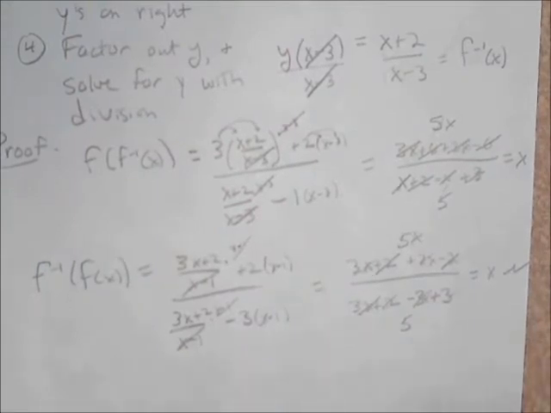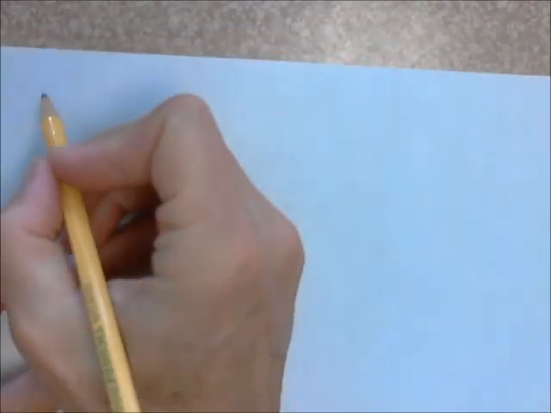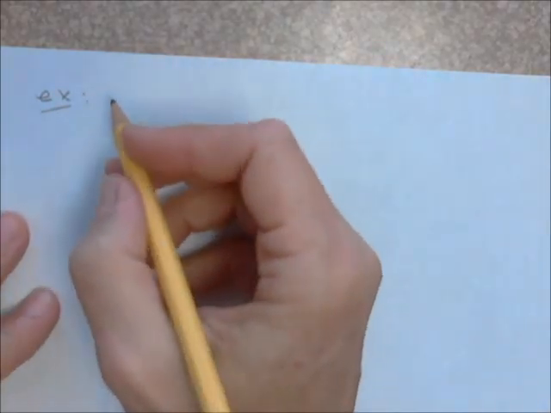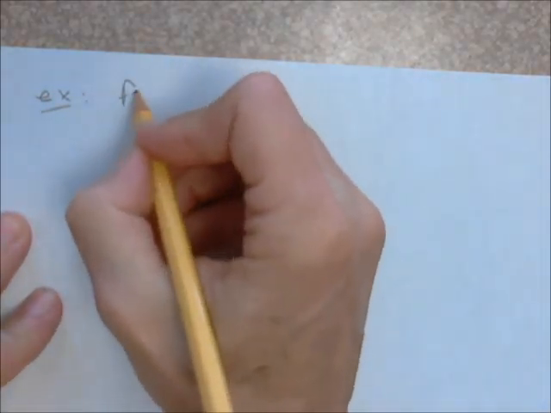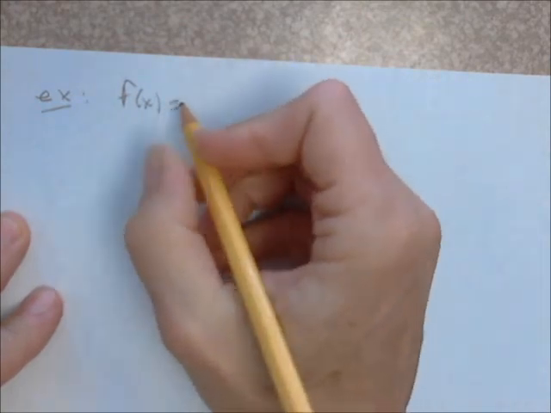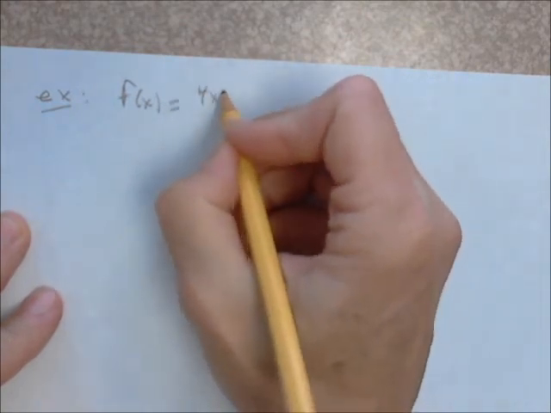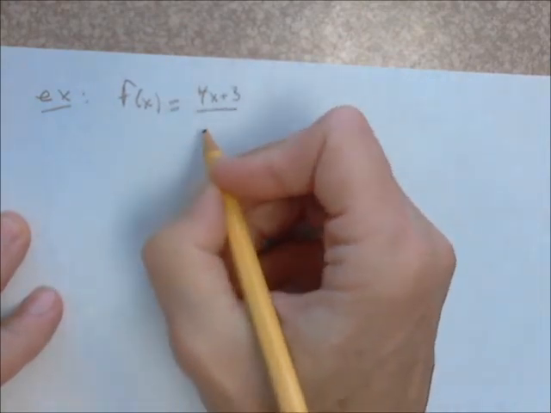So we'll go through one more of these. It won't be that much different, but it's just a second example. So this is just example number 2. Let's have f of x be equal to 4x plus 3 over 2x plus 5.